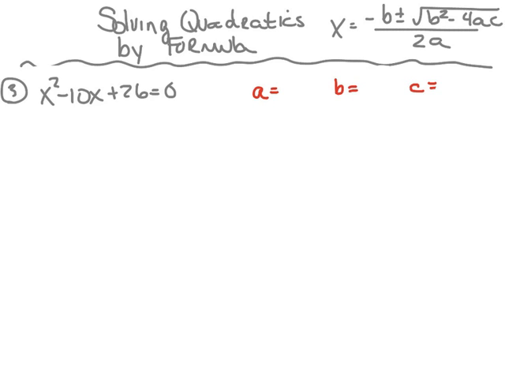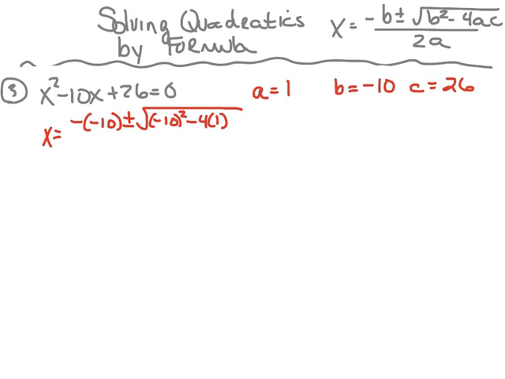Alright, last example we're going to look at, x squared minus 10x plus 26 equals 0. Go ahead and start by identifying a, b, and c. A is 1, b is negative 10, and c is 26. So these are the three numbers I'm going to be plugging into the formula. So we start with negative b. b is a negative 10. Plus and minus the square root of b squared minus 4ac, all divided by 2 times a.